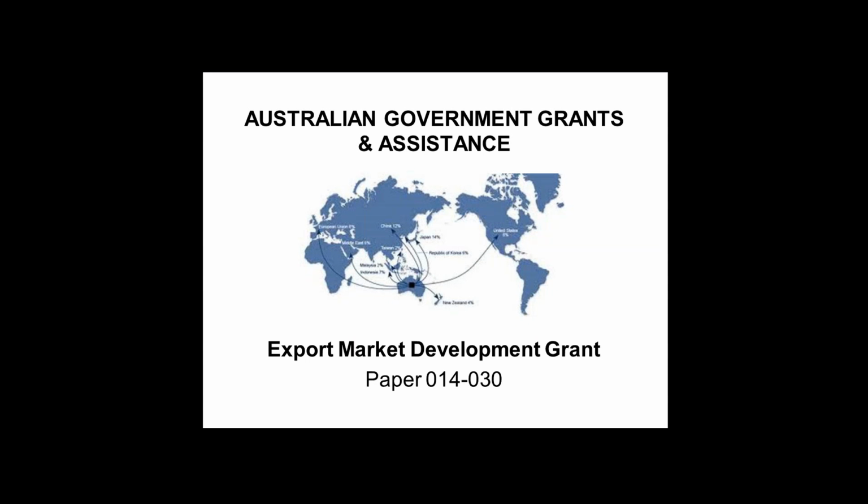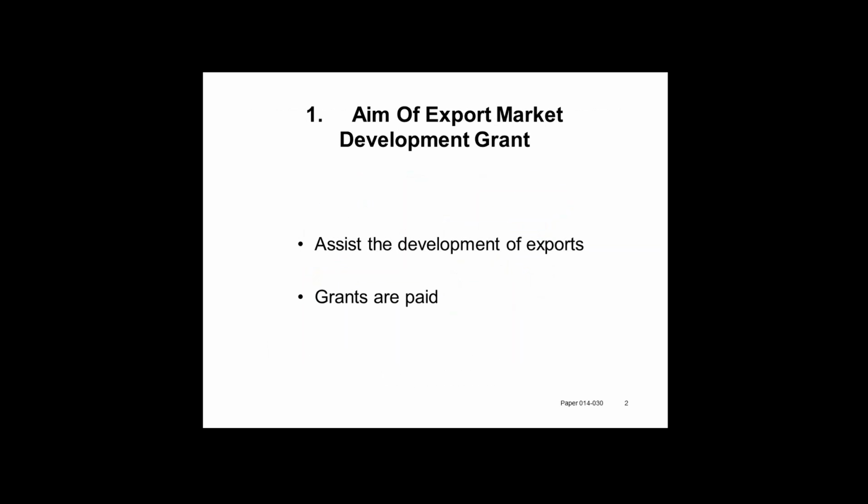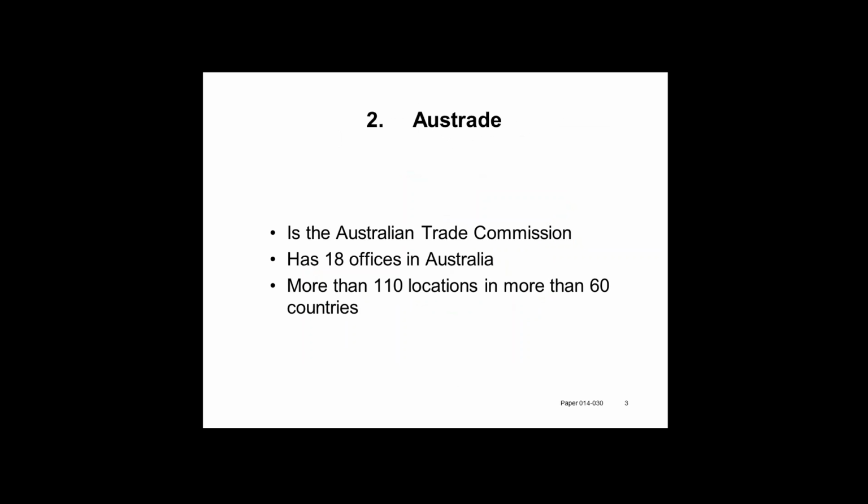We said that we would have an overview of the Export Market Development Grant. This is a very important grant for small medium enterprises. It's available for businesses with turnovers under $50 million. It assists in the development of exports. Grants are paid to the export principal who have undertaken the work.